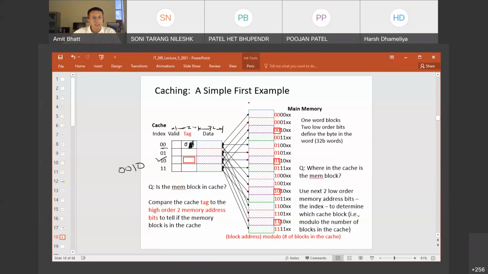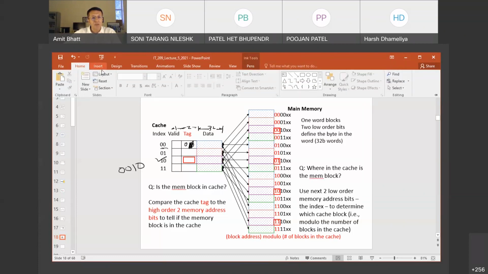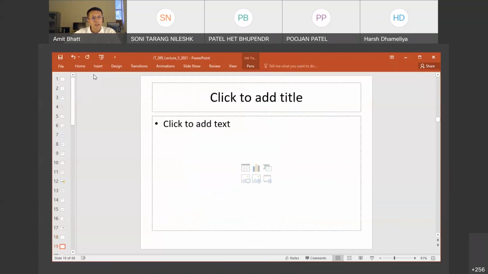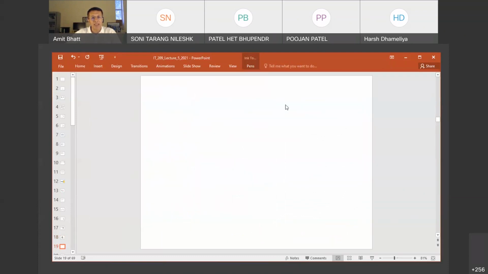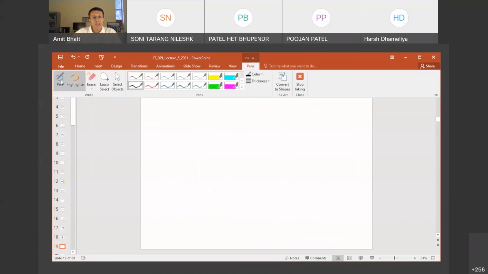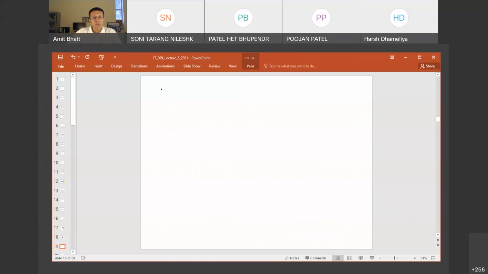So let us complete this topic of figuring out what is the size of tag and what is the size of index. So now the question to us is, find out tag bits and index bits. So that means how many tag bits should be there and how many index bits should be there.